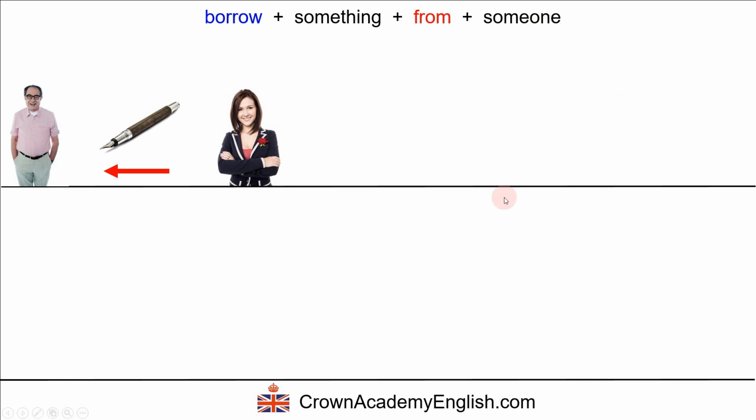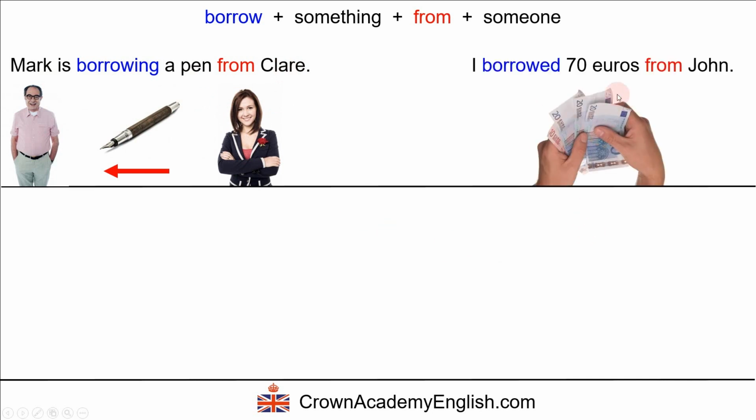So here is an example. Mark is borrowing a pen from Claire. So to borrow, it means to take an object for a short period of time from someone and then you give it back to them. So that later Mark will return the pen to Claire. But we say borrow something from someone. I borrowed 70 euros from John. And tomorrow I will pay him back.